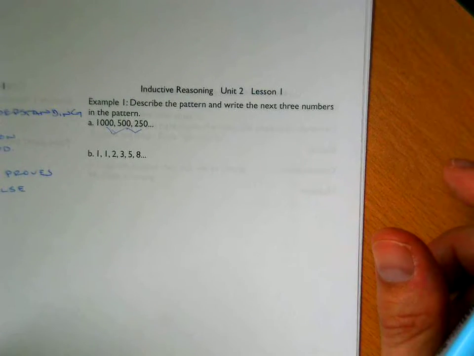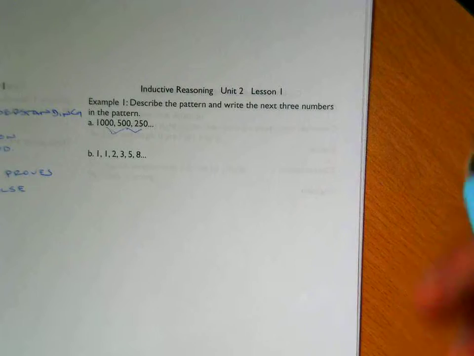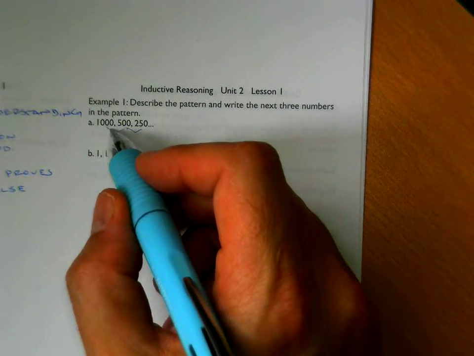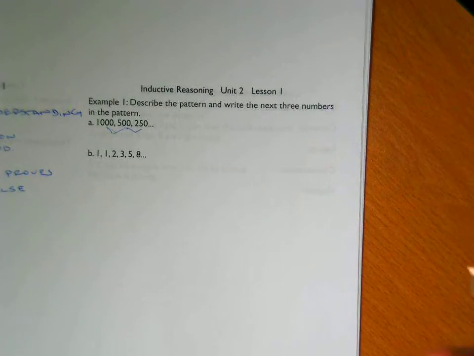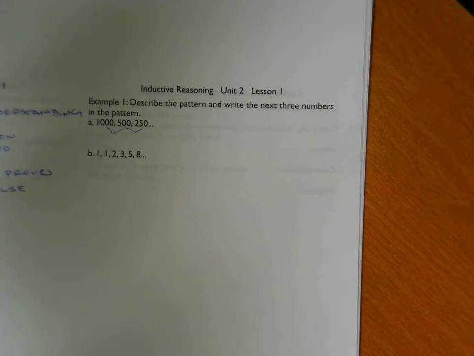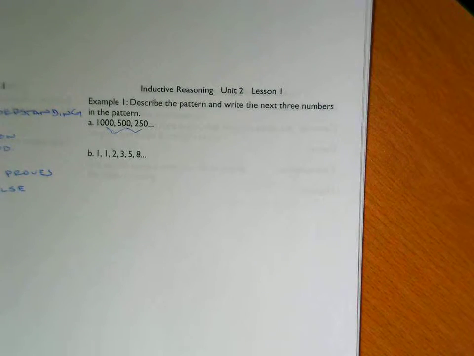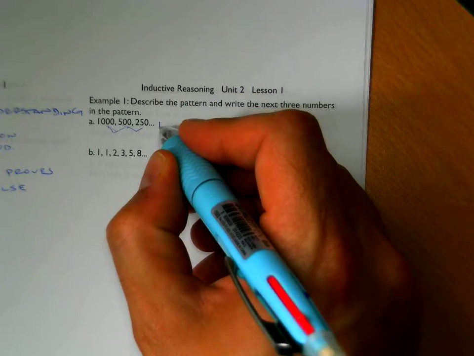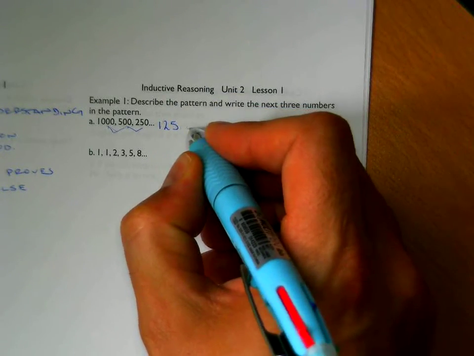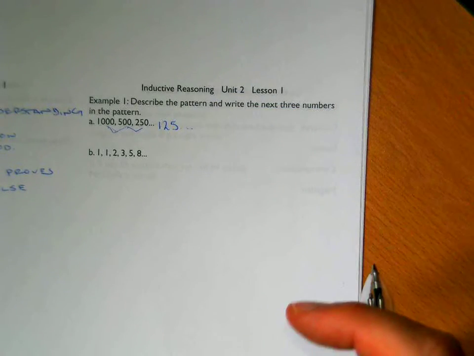And so that can't be it, so I try something else. Well, how about dividing by 2? Does that continue to work? Yes. Is it possible that something else might be the pattern? Well, maybe, but I'm going to make a conjecture based on my understanding of this pattern and write the next 3 numbers. So we'd say, all right, 125 and so on. And we'll just continue to divide by 2.